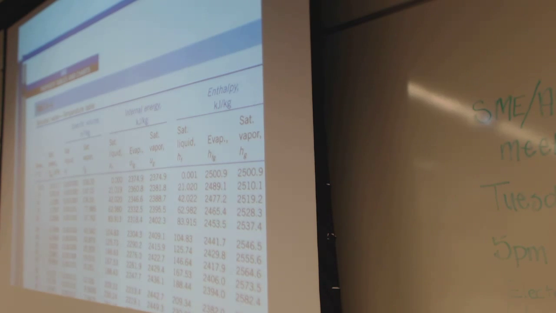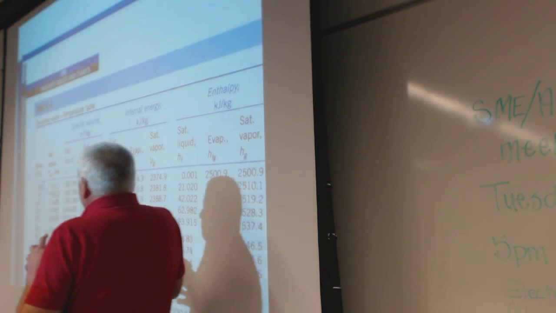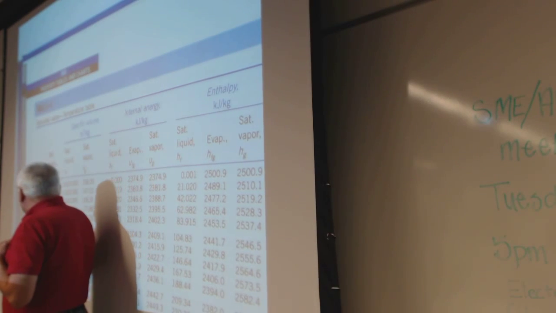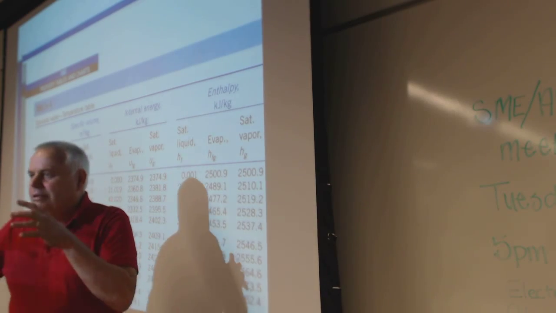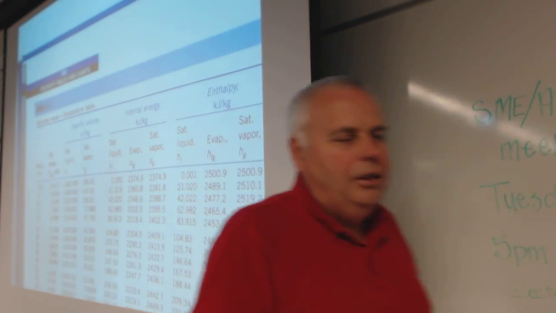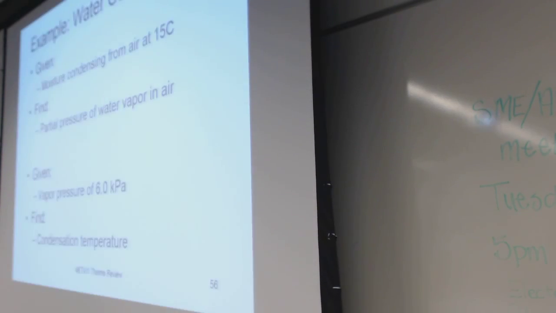So at 6 kilopascals, if there's that much water in it, and it started condensing at 36 degrees, that's tropical. If it's condensing at that temperature, that's the saturation temperature. You would know that you had 6 kilopascals. So that's how we use that stuff.